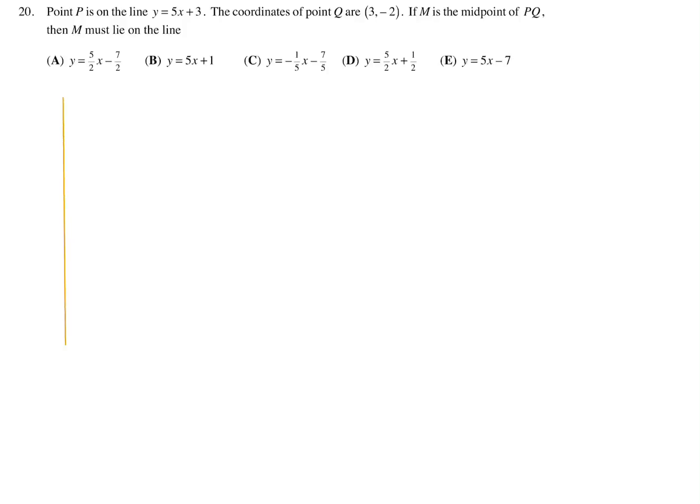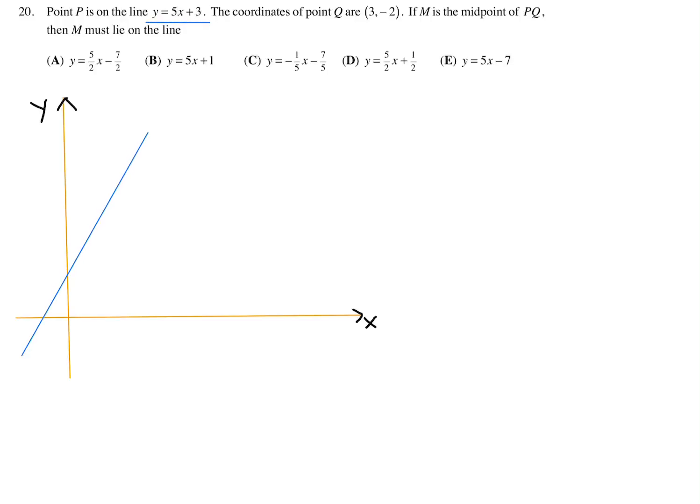All right, let's draw a diagram here. So we've got the XY plane like that, and label this X and Y. And then we've got this line here. P is on that line, y is equal to 5x plus 3. So very rough sketch. It's something like this, right? We don't know. I mean, it doesn't really matter. We don't have to be that precise. We just want to get an idea for the question.